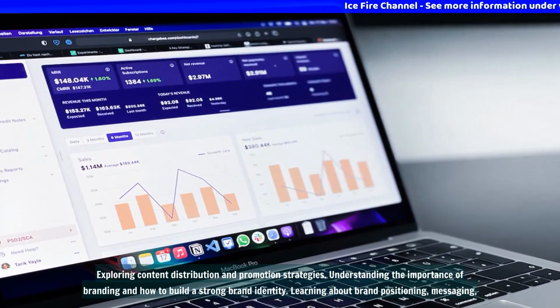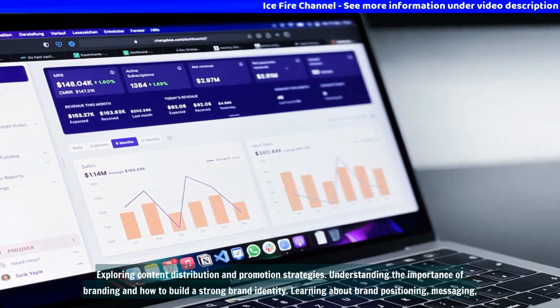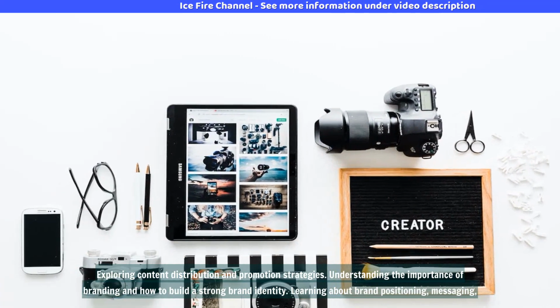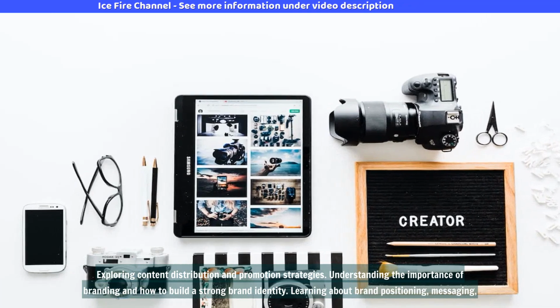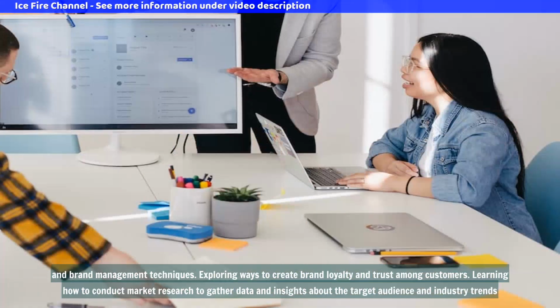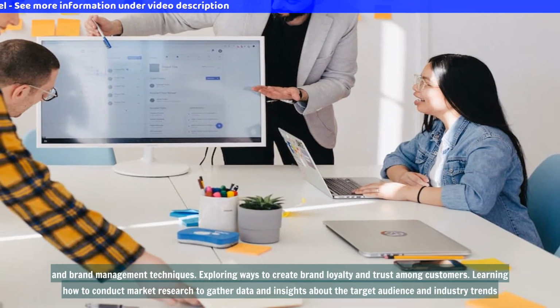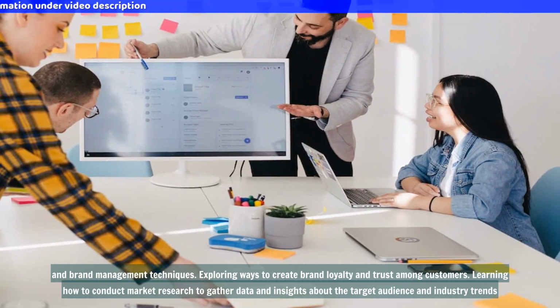Understanding the importance of branding and how to build a strong brand identity. Learning about brand positioning, messaging, and brand management techniques. Exploring ways to create brand loyalty and trust among customers.